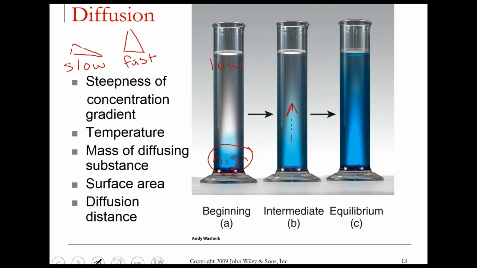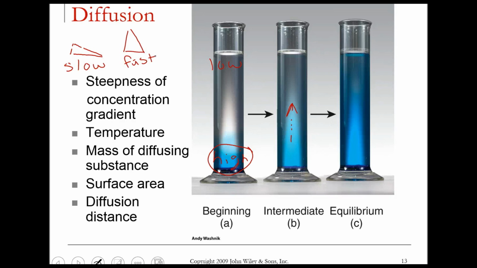Another determinant of diffusion is the temperature. Temperature is a measurement of the heat energy. So by increasing the temperature, you'll increase the general energy of the molecules. Remember, in diffusion, it is the kinetic energy of the molecules themselves that is powering diffusion. Also, the mass of the diffusing substance. The heavier the particle being diffused through a material, the slower.